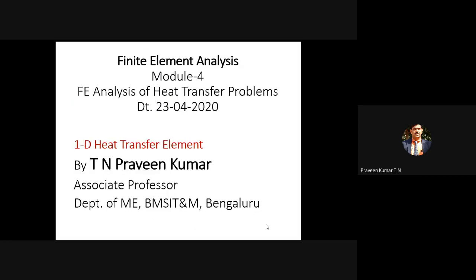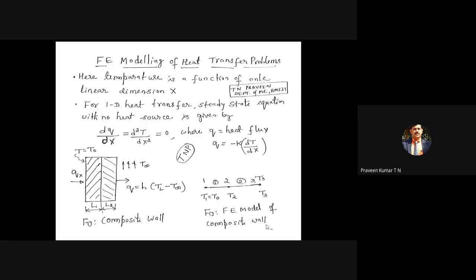Now in the last class, we were talking about the 1D heat transfer element. So this part we have already discussed. You are familiar with the equation. Heat flux is given by, most of the time, you are writing Ka into dT by dx. Normally in your heat transfer equation, you write Ka by L into delta T.